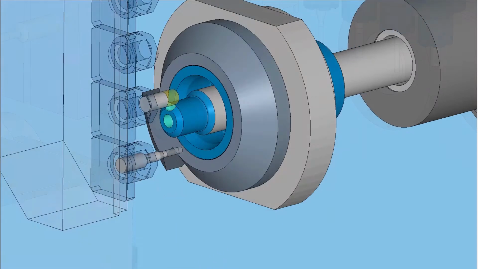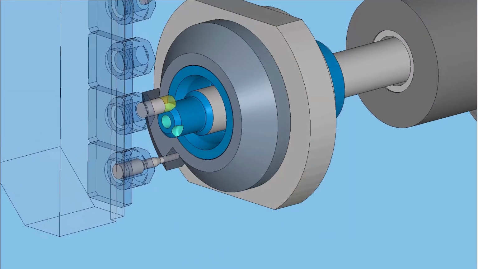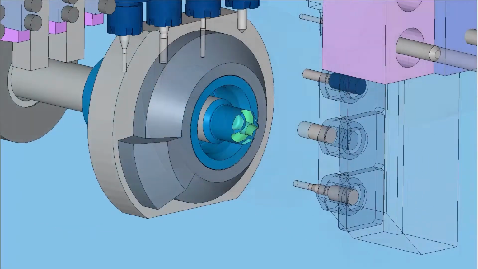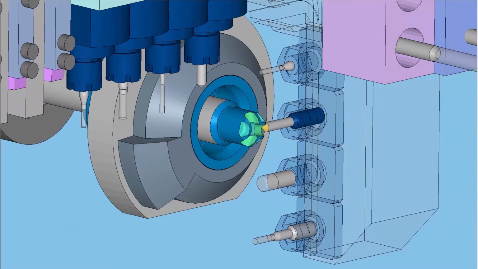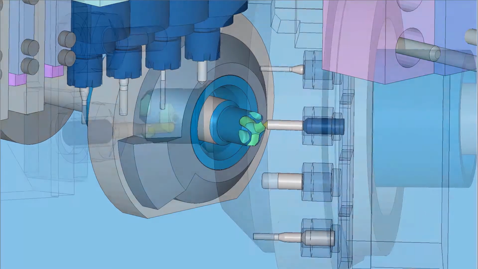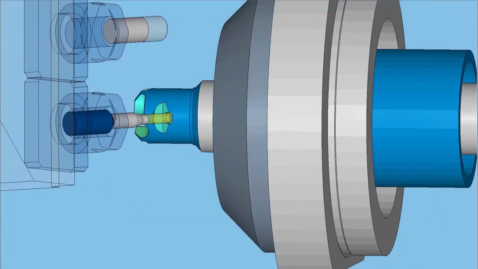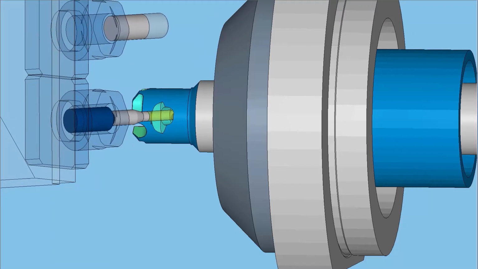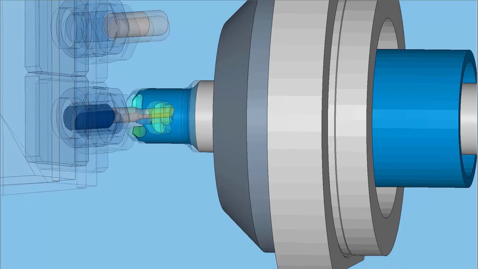With Esprit, you have the ability to easily have 2 channels work on the same spindle, or have them work on opposing spindles. Or even with a 3-channel machine, you can do both. You can run 2 channels on one spindle and the 3rd channel on a secondary spindle, all within a verified digital twin of your machine to ensure a collision-free machining environment.